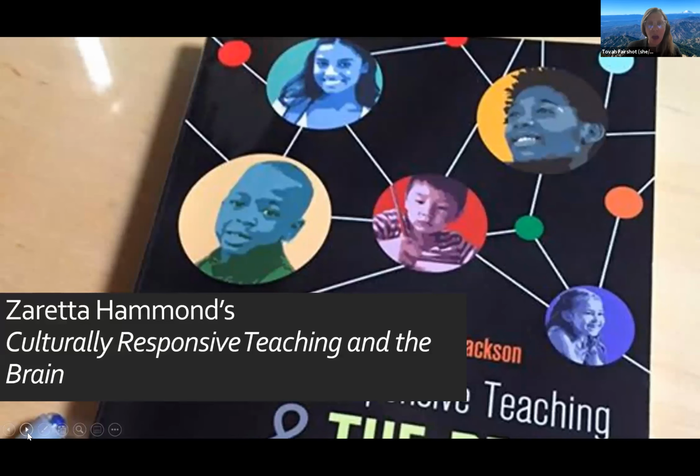A great book to read if you are moving into understanding and diving deeper into culturally responsive teaching is Loretta Hammond's book, Culturally Responsive Teaching and the Brain. It's a great book to do with a book group, if you have other staff members that are wanting to engage in this dialogue and this conversation. And Loretta Hammond herself has actually put together a book group guide. It guides you through reading chapter to chapter with really specific questions to dig deeper into the work.